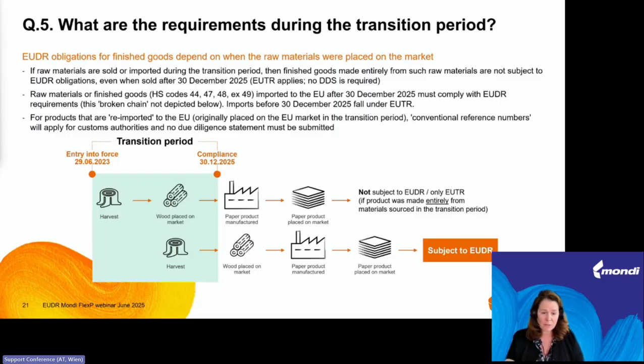If there's a mixture with other materials that went onto the market after the compliance deadline, so outside of the transition period, then no. And then on the bottom, you see if the harvesting was happening before the end of this year, but the wood only went on the market, was placed on the market after the end of this year, after the 30th of December, then EUDR obligations apply.